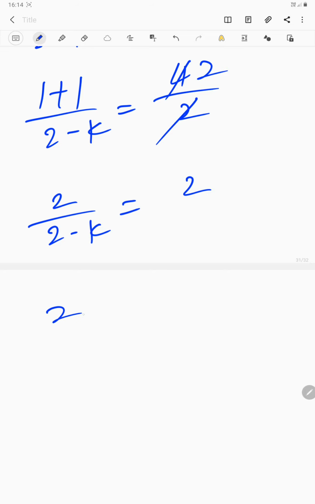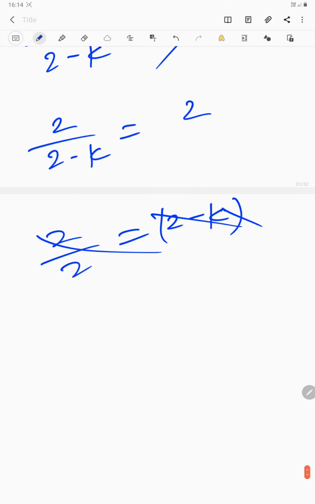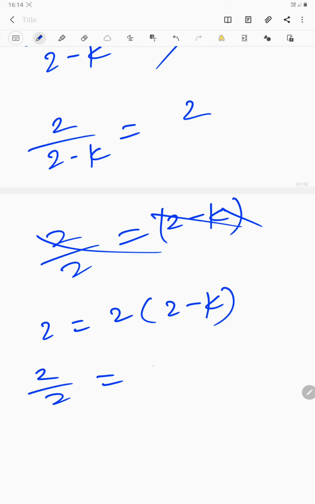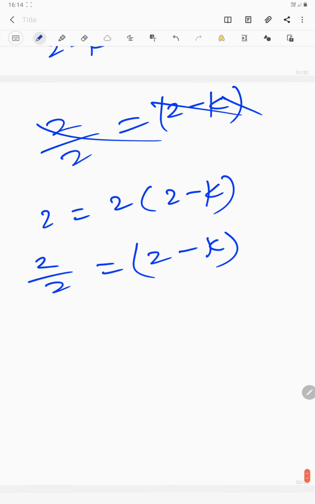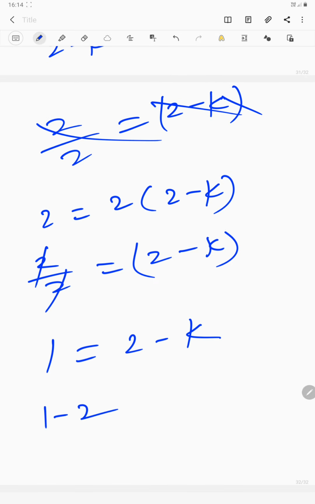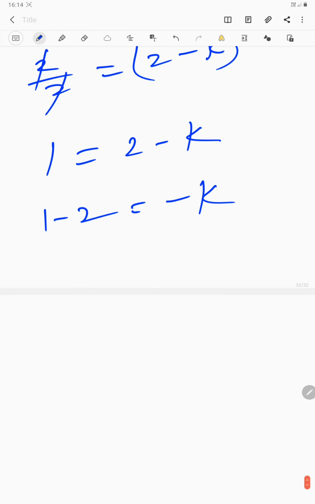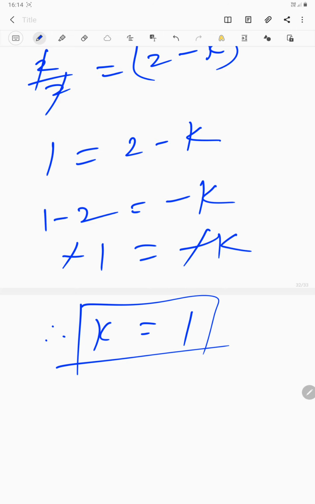Now cross multiply कीजिए. 2 by 2 is equal to 2 minus k. Yes, confusion हो रहा है, और एक स्टेप लिख दो, मीन्स ये डिलीट करो. 2 is equal to 2 of 2 minus k. Now 2 upon 2 is equal to 2 minus k. Now 2 upon 2 means 1 is equal to 2 minus k. Now 1 minus 2 is equal to minus k, means minus 1 equal to minus k, minus minus plus, k value is equal to 1.